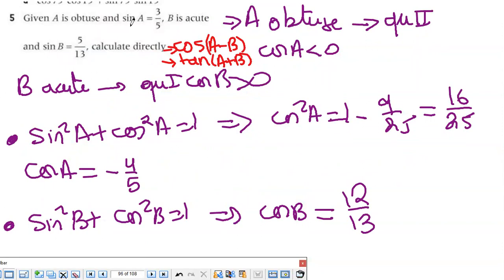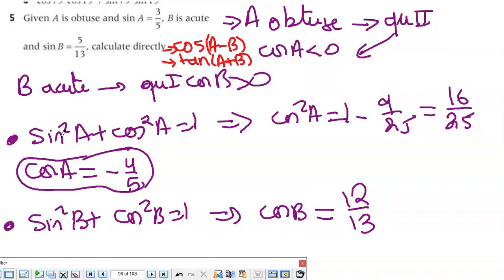Given A is an obtuse angle and given sine A, B is an acute angle and given sine B, we need to calculate cosine A minus B and tangent A plus B. And for those we need the cosine and the sine of the angles. Now, the information that A is obtuse shows me that A is in quadrant 2. What does it mean? Cosine is negative. So when I want to use sine A to find cosine A, which value am I going to take? The negative one.